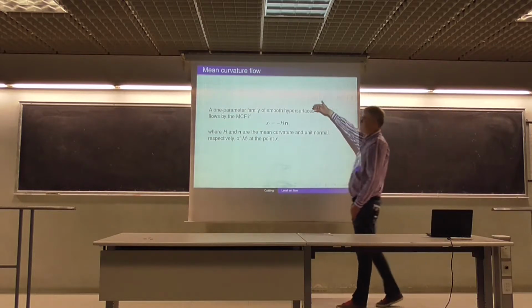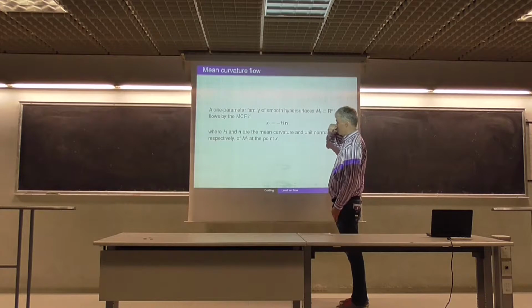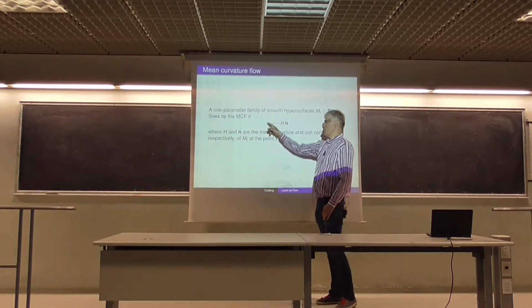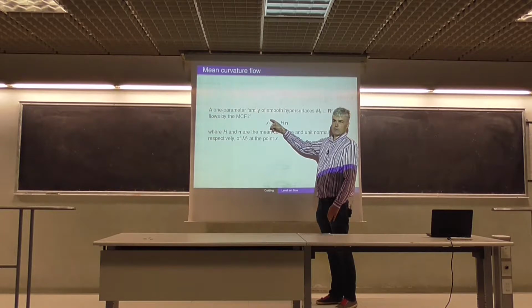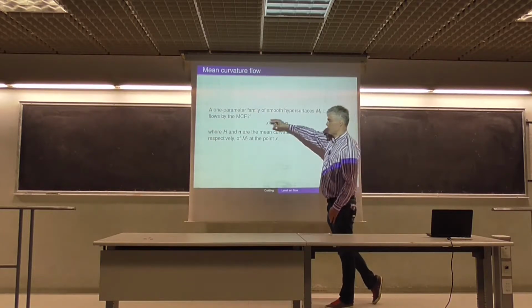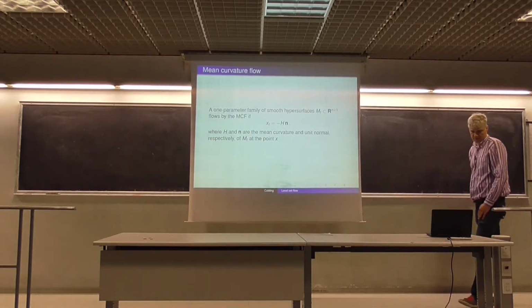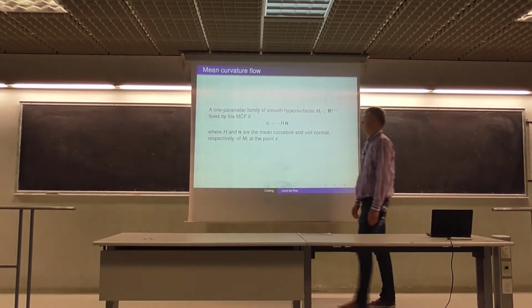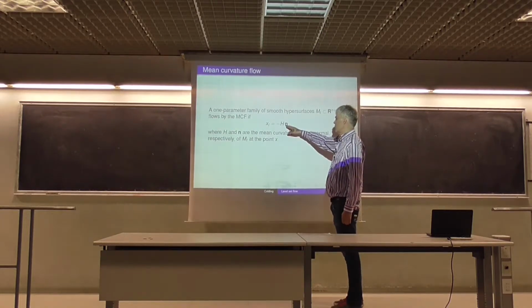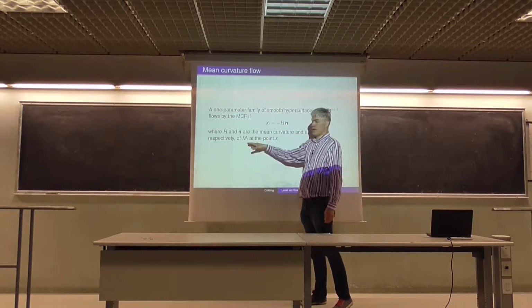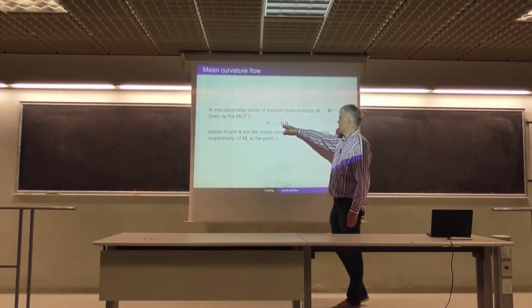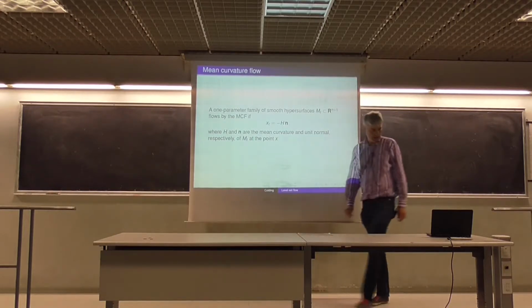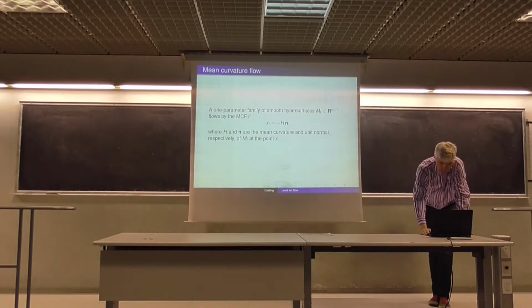So a one-parameter family of smooth hypersurfaces is said to flow by mean curvature flow if the time derivative is equal to that. Here it really should be the normal component to the hypersurface, but I'm omitting that, if you want to be absolutely correct. The normal here is the normal to the hypersurface at that time, and likewise the mean curvature scalar is at that point in space and time. So that's what it means for a hypersurface to flow by mean curvature flow.